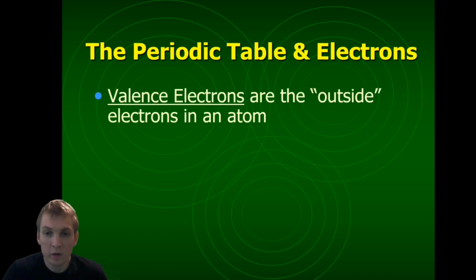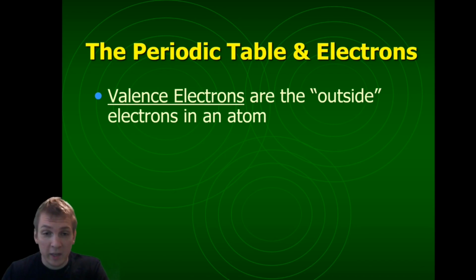So what's the importance of valence electrons? Well, valence electrons, again, are the ones on the outside, but the thing that's important about that is knowing the number of valence electrons will tell you how an element is going to react. Is it going to react violently? Is it going to try to attach to anything that it possibly can? Or is it going to be stable on its own? So the valence electrons are actually a very crucial part of knowing how an element is going to behave.